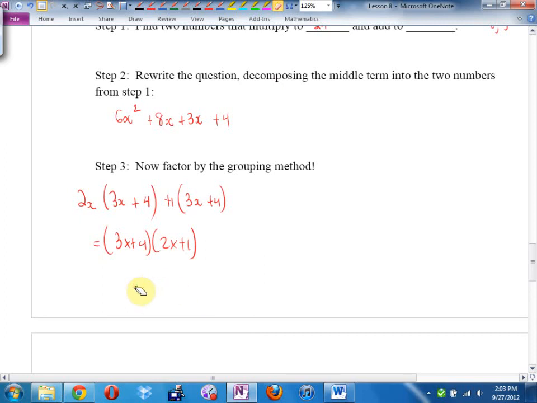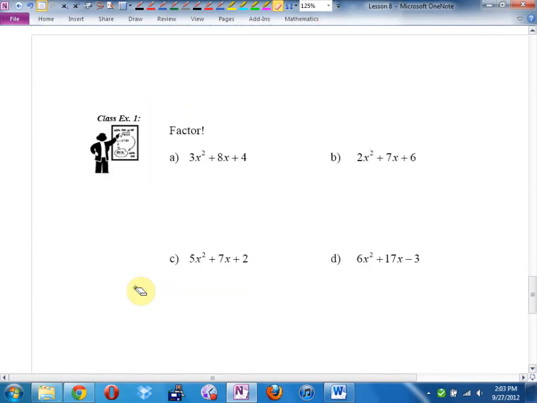What's the procedure? Similar to what we did last day. Find two numbers that multiply to first and last and add to the middle. Those don't help you factor, but they help you decompose it. Those two numbers are what you're going to decompose the middle term into. Let's try a couple more.